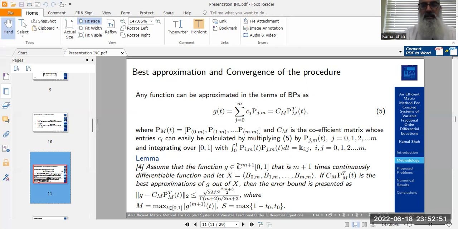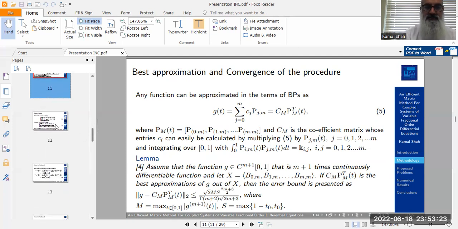Let g be a function whose (m+1)th derivative is continuous. In other words, g is an (m+1) times continuously differentiable function, and this is the Bernstein basis. Then if this is the best approximation of g over X, the error bound is computed as follows, where M is equal to the maximum over t in the closed interval [0, 1] of g^(m+1)(t), and s is equal to this one. By this relation, we can check the convergence of the procedures.